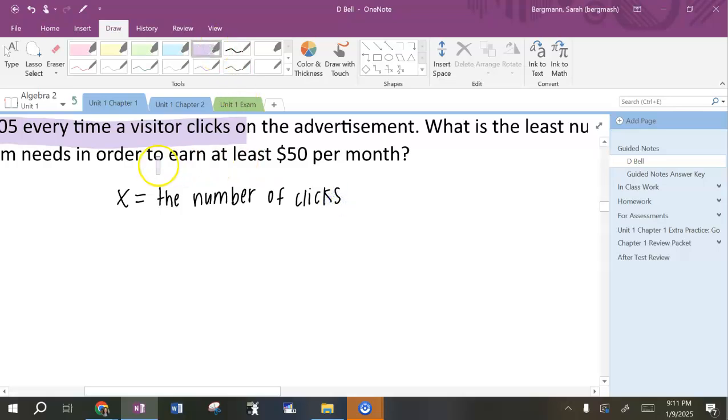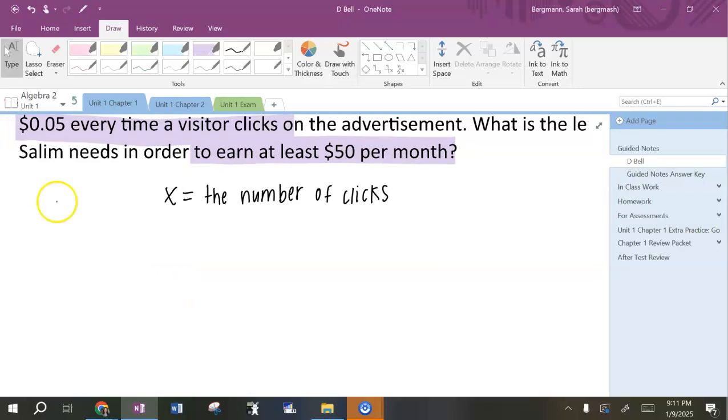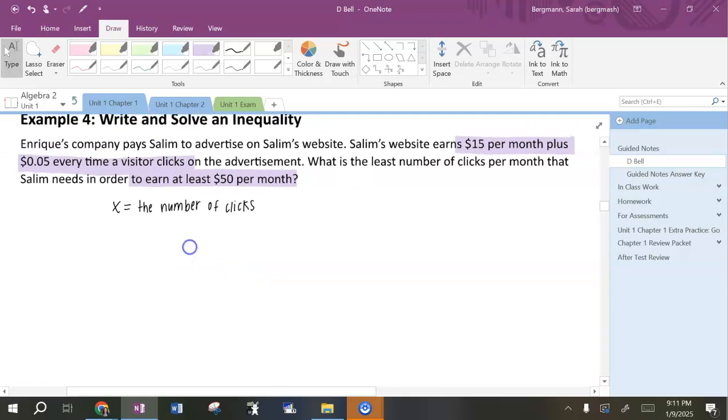Then I'm going to go back to my given because I do have a little bit more given to me here. It says in order to earn at least $50 per month. Next, I'll write my equation. So go back to the given, what was highlighted, and write the equation. We did this in the first lesson of this chapter. It was $15 per month, but we're just talking about 1 month, so we're just going to put 15 plus, so we'll add 5 cents, 0.05, every time they click on the advertisement.